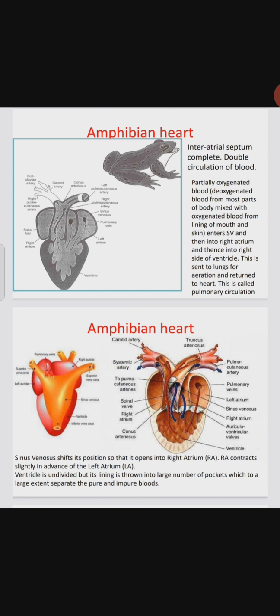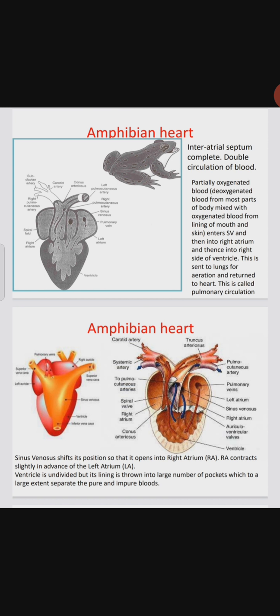In the case of fish, only deoxygenated blood circulates. It goes to the gills, oxygenation takes place there, then it supplies the different cells. But it is exactly opposite in the case of amphibia, because here two atria are there and one ventricle is there. That's why a bit of mixing of the oxygenated and deoxygenated blood takes place.